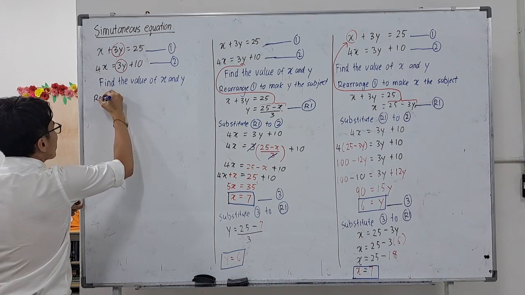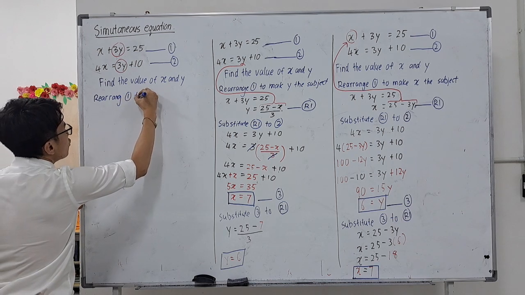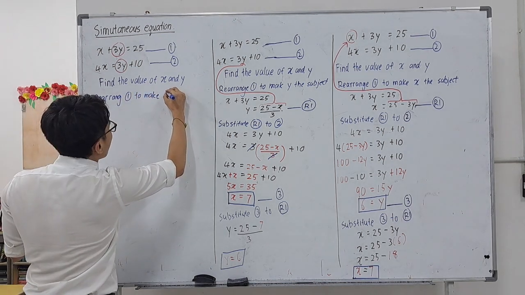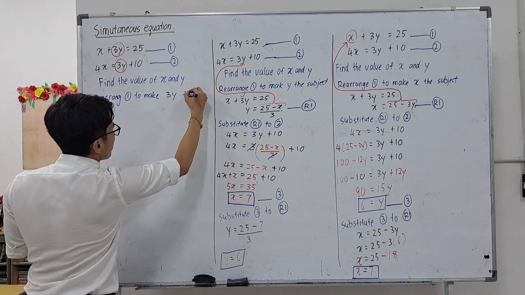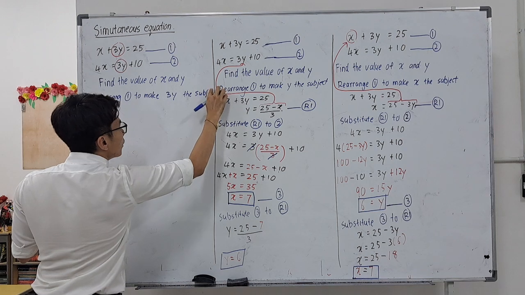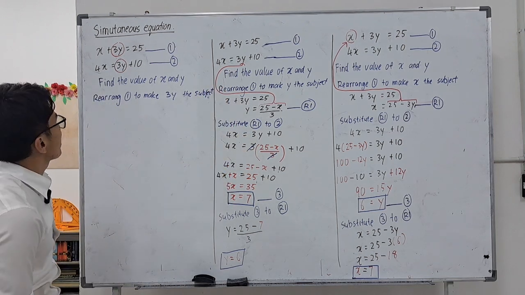I'm going to rearrange equation 1 to make 3y the subject. You can also do it like this, there's nothing wrong with that. You can make 3y the subject instead.